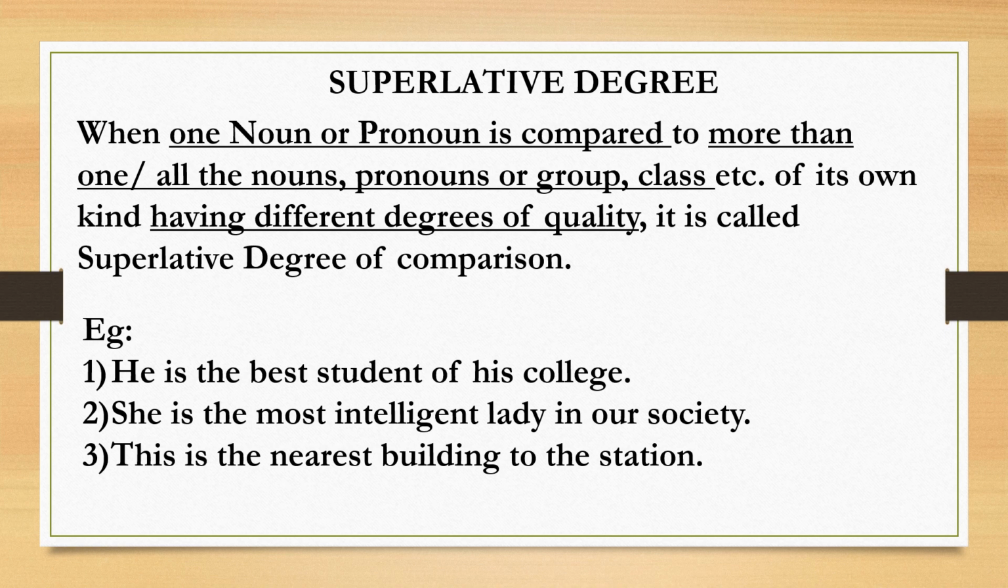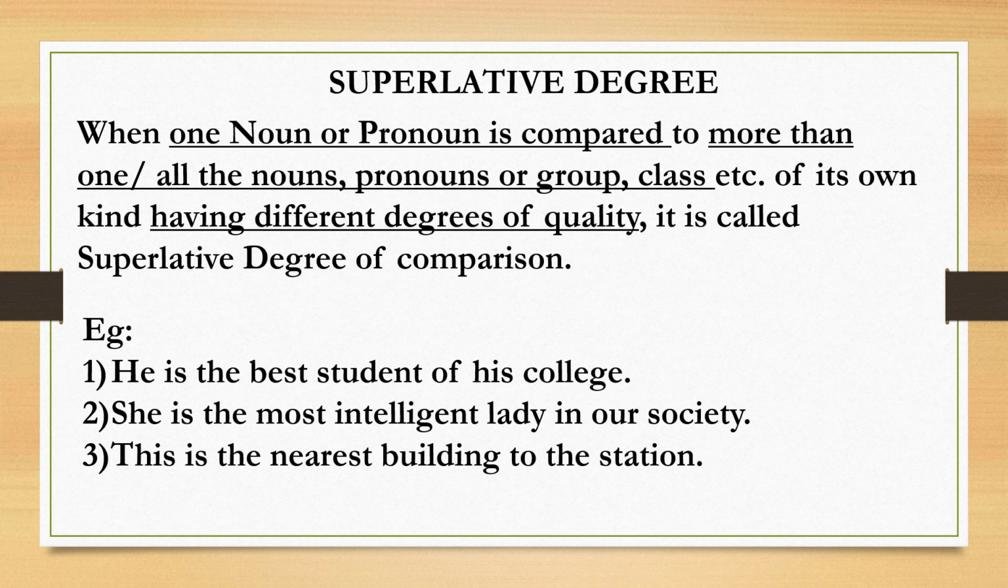Observe the first sentence. He is the best student of his college. In this sentence, the pronoun he is compared to all the students of his college. The words is the best student of indicate the pronoun he's comparison of possessing the highest quality of being the best student of his college.